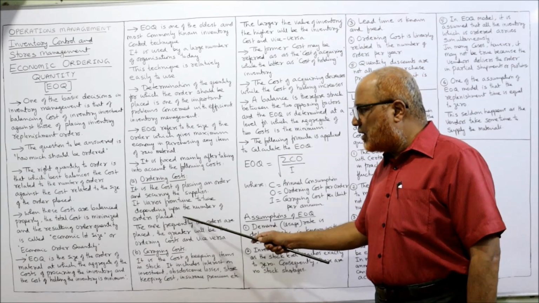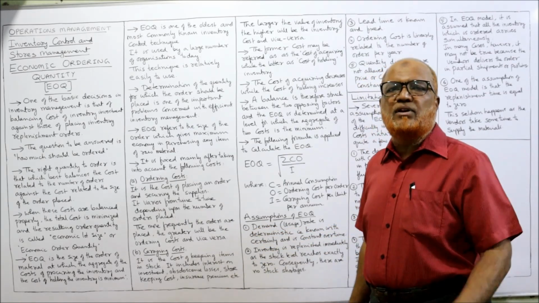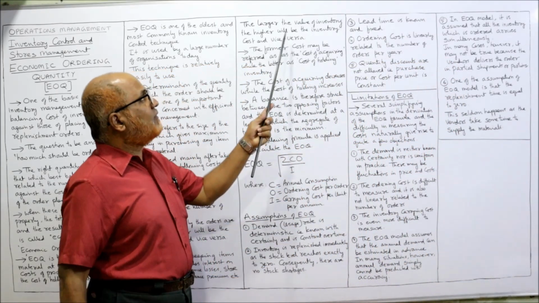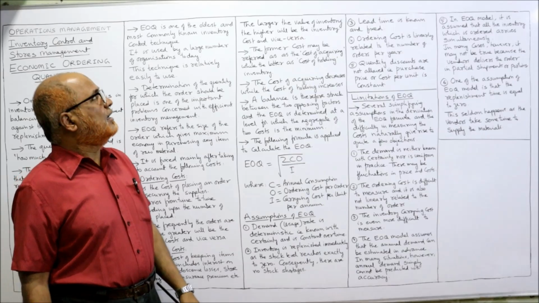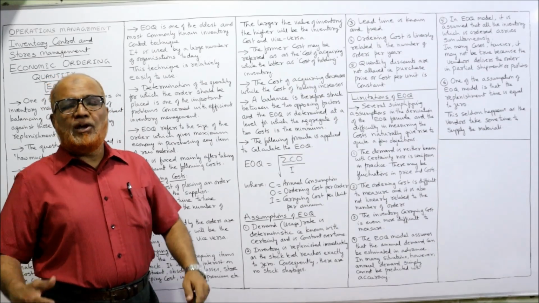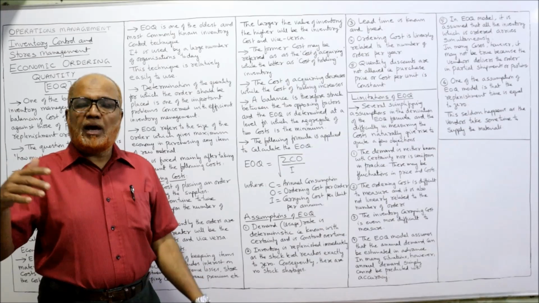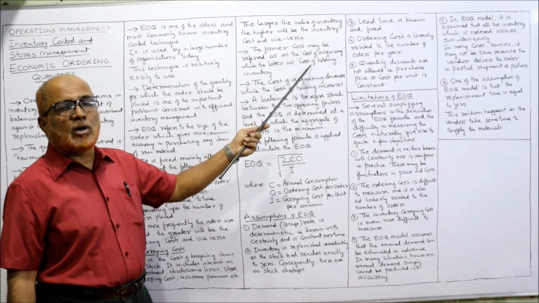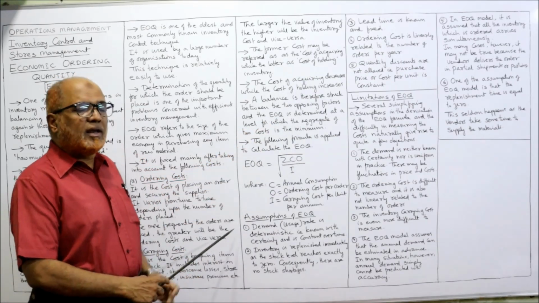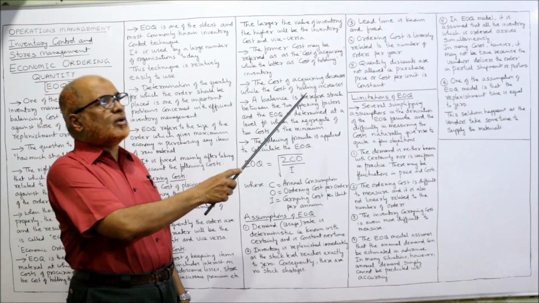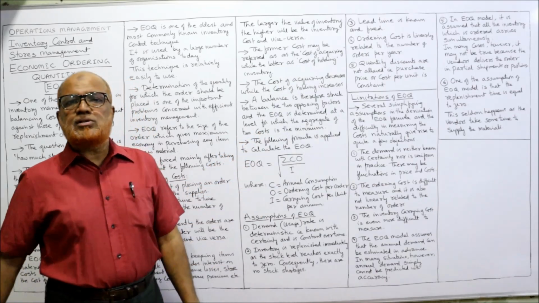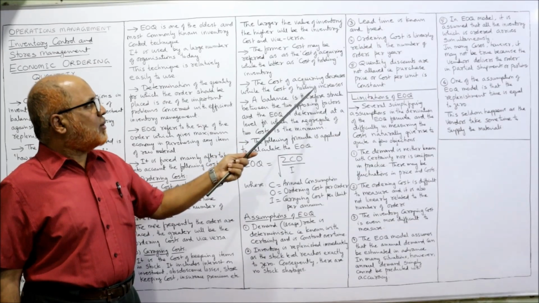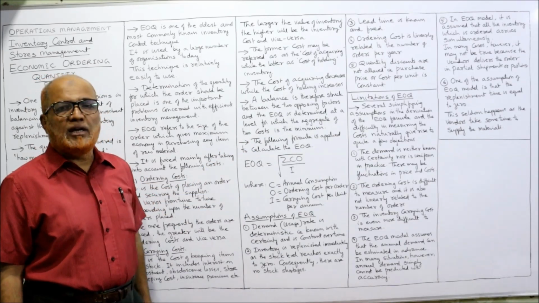So by considering ordering cost and carrying cost, we derive the formula for EOQ. Now, the larger the value of inventory, the higher will be the inventory cost and vice versa. If you keep more inventory, more carrying cost; less inventory, less carrying cost. The former cost may be referred to as cost of acquiring, that means ordering cost. Ordering cost is also known as cost of acquiring, and carrying cost is also known as cost of holding. Right? The cost of acquiring decreases while the cost of holding increases.